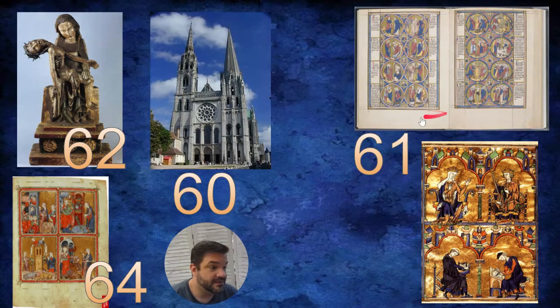It's a Bible Moralisée, a moralized Bible. We're going to look at a statue of Jesus being held by Mary. This is called a Pietà. And then we're going to be looking at a Jewish text, also done in the Gothic style, and it is a Haggadah. Okay?